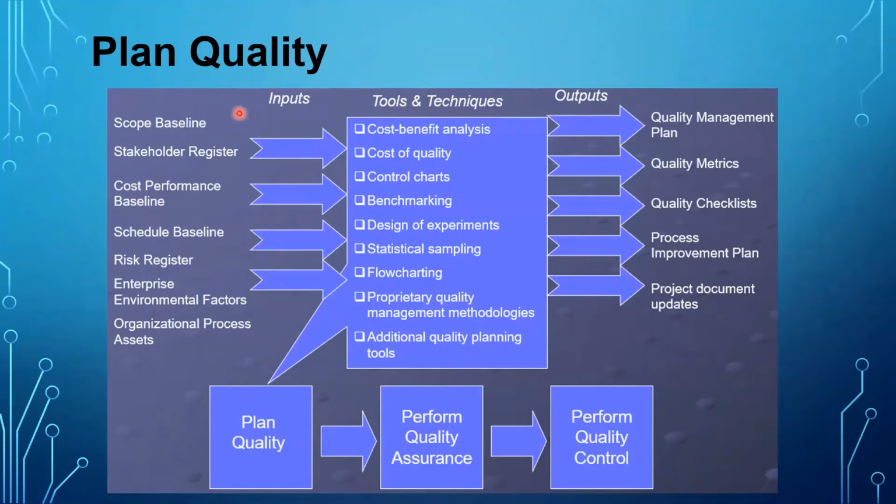The inputs to this process include scope baseline, stakeholder register, cost performance baseline, schedule baseline, risk register, enterprise environmental factors, and organizational process assets. Various tools and techniques are used here. This includes cost benefit analysis, cost of quality, control charts, benchmarking, design of experiments, statistical sampling, flow charting, and various others. Outputs include quality management plan, quality metrics, quality checklists, process improvement plans, and project documents are also updated.